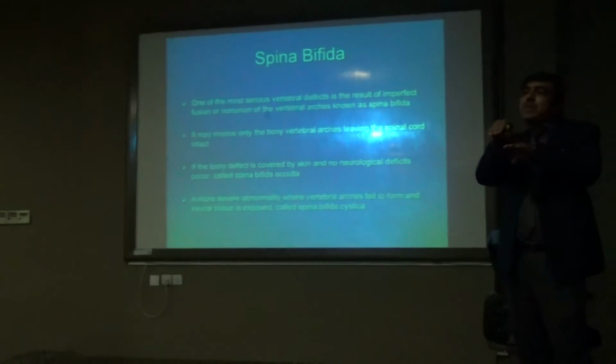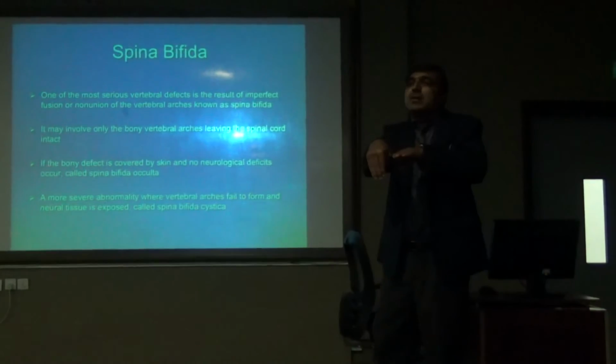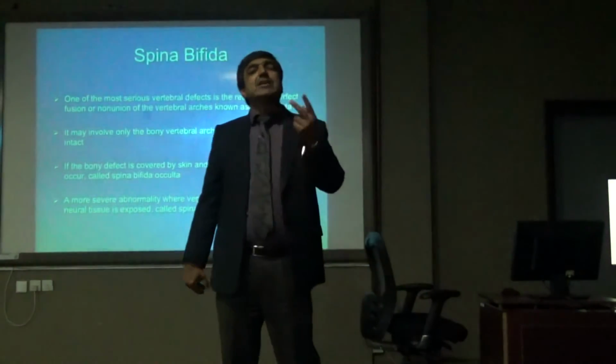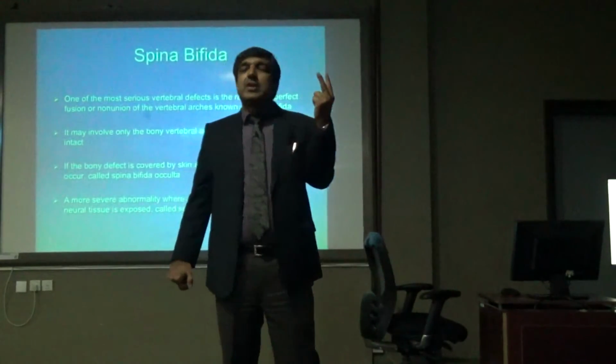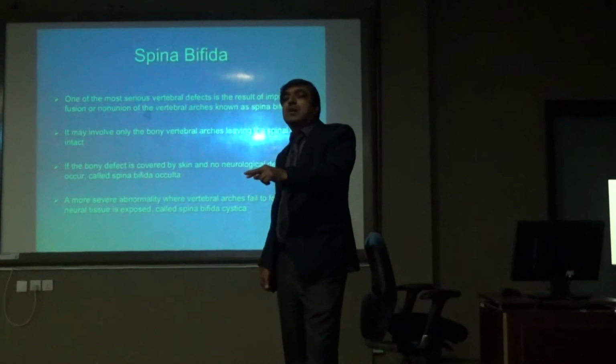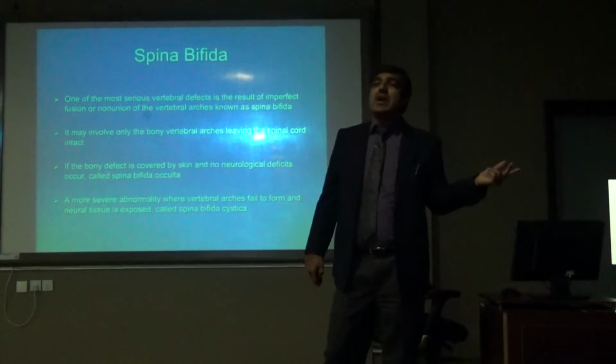When the space is left, the spinal cord comes out. As I told you earlier, there are two types of spina bifida. One is spina bifida occulta, another is spina bifida cystica.